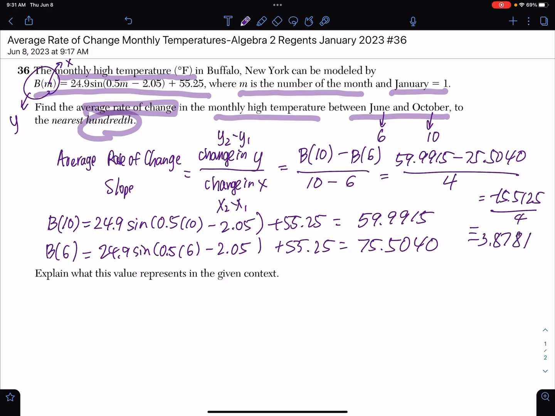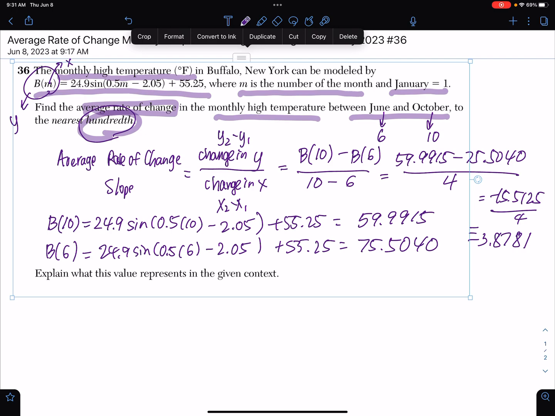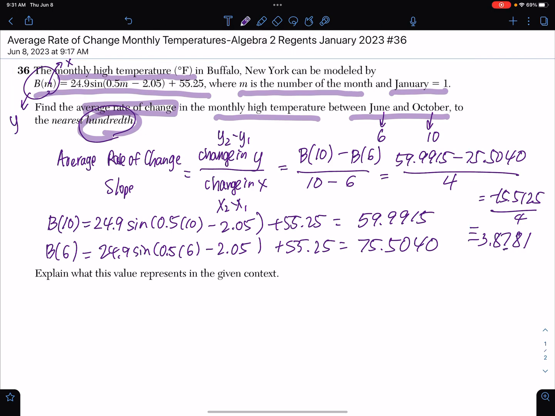Now remember, the question says to round to the nearest hundredth. So this is the hundredths place. You look at the next number. The next number is 5 or more, so it's negative 3.88. Now, if you see the negative, what this means is it's decreasing.